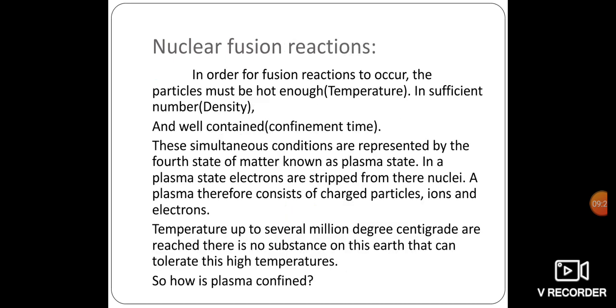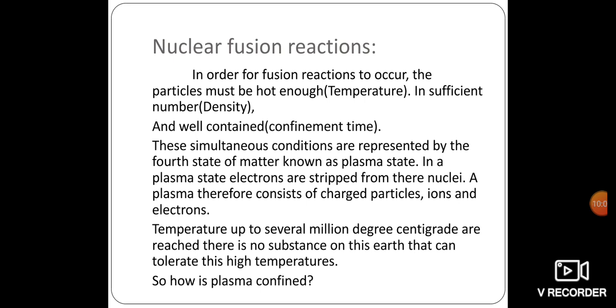Nuclear fusion reactions. In order for fusion reactions to occur, the particles must be hot enough, that is, temperature is considered, in sufficient number, that is, density is considered, and well contained, that is, confinement zone or confinement time. These simultaneous conditions are represented by the fourth state of matter known as plasma state. In plasma state, electrons are stripped from their nuclei. A plasma therefore consists of charged particles, ions and electrons.